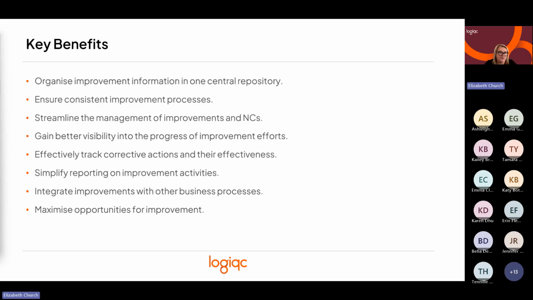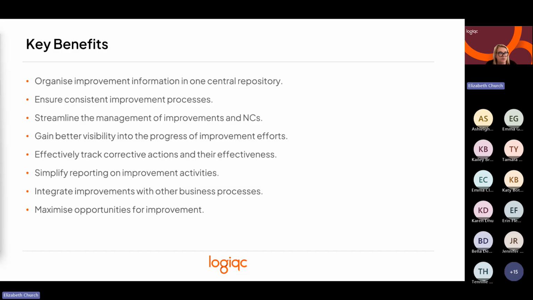The benefits of using the Logic Improvement Register is that everything is organised in one central repository. Your improvement process becomes consistent because we follow the Logic workflow. It streamlines the management of the improvement, but also non-conformances. You have better visibility around the entire process of the improvement efforts. We effectively track that corrective action and how it changes or eliminates the non-conformance that happened. We simplify our reporting.